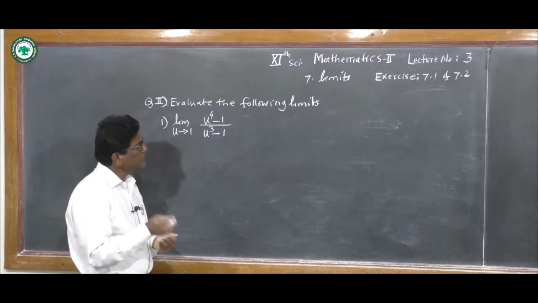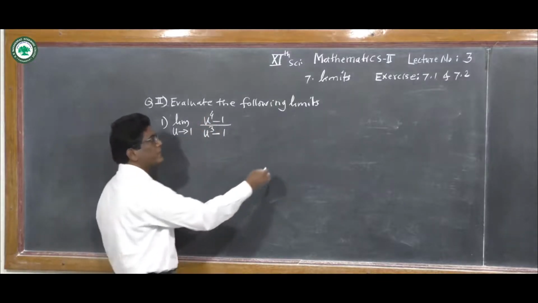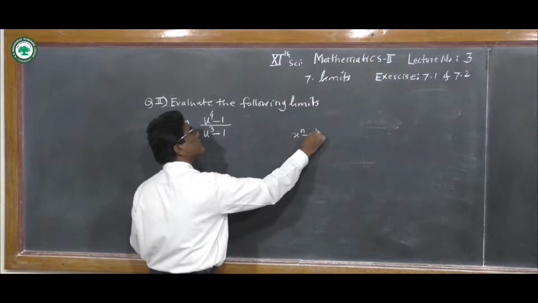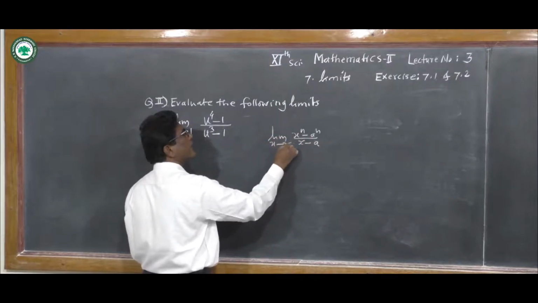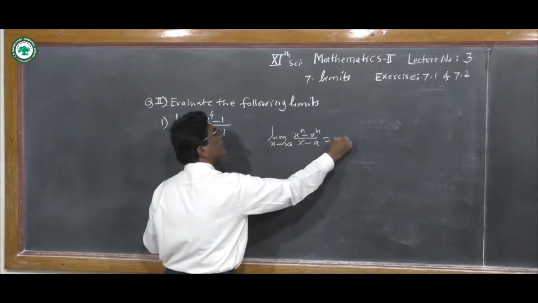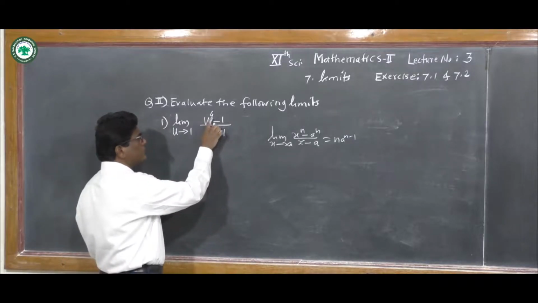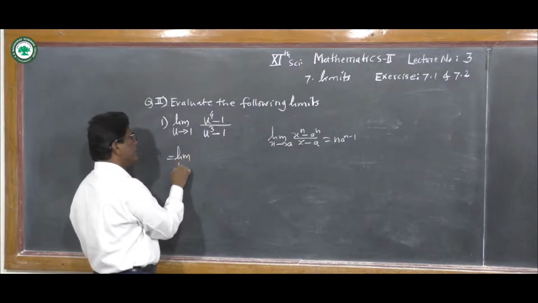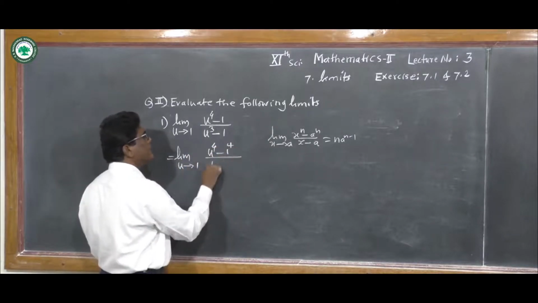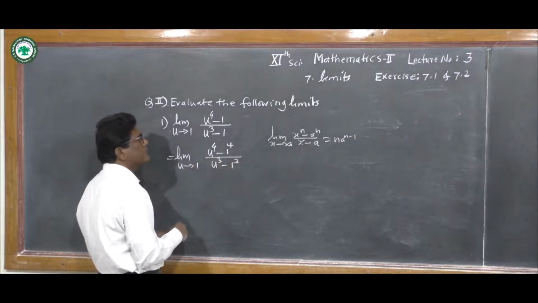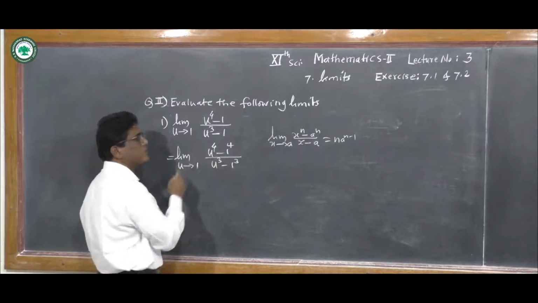So we have seen one standard formula: limit as x tends to a of x to the power n minus a to the power n upon x minus a is equal to n into a to the power n minus 1. We have to use this formula here. So it is equal to limit u tends to 1, u to the power 4 minus 1 to the power 4 divided by u to the power 3 minus 1 to the power 3. We write 1 as 1 to the power 4 because here the power is 4, and 1 to the power 3 because here the power is 3.